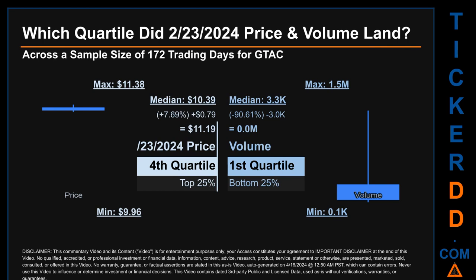Descriptively, GTAC has a median price of $10.39. Therefore, February 23, 2024 price was higher from that middle marker by 7.69%. The day's volume of 0 million was less than the median by 90.61%.